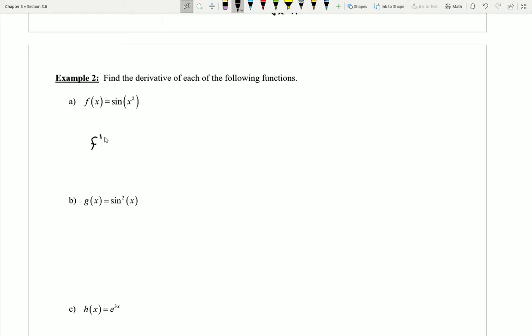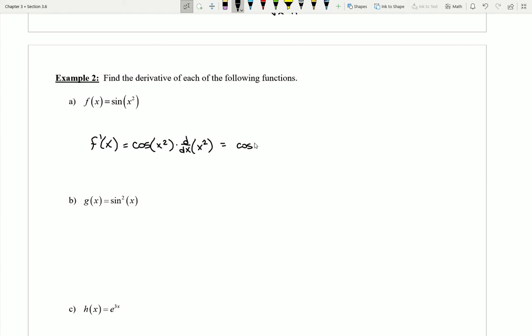So to compute this, I would start by just recognizing I have sine of stuff. So what's the derivative of sine of stuff? Well, according to what we know about our trig function derivatives from the last section, that should have a derivative of cosine of stuff. That's my derivative. And then I look at the stuff. Is it just an x? No, it's not. So that means I'm going to have to follow up with the derivative of that inside stuff.